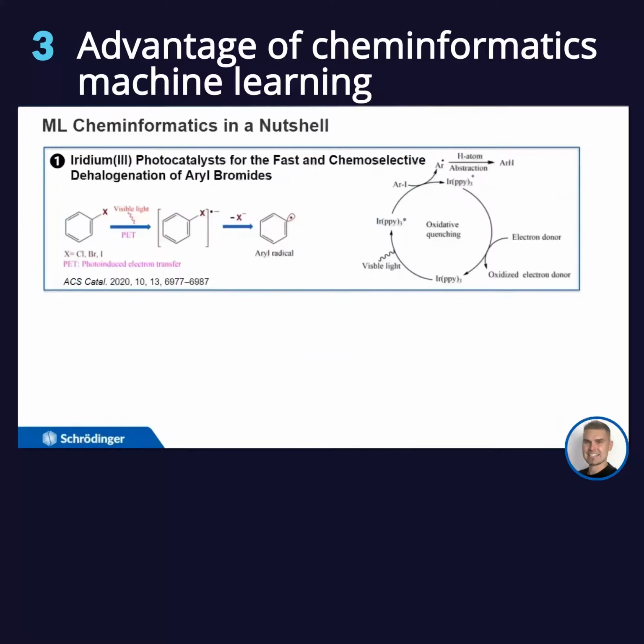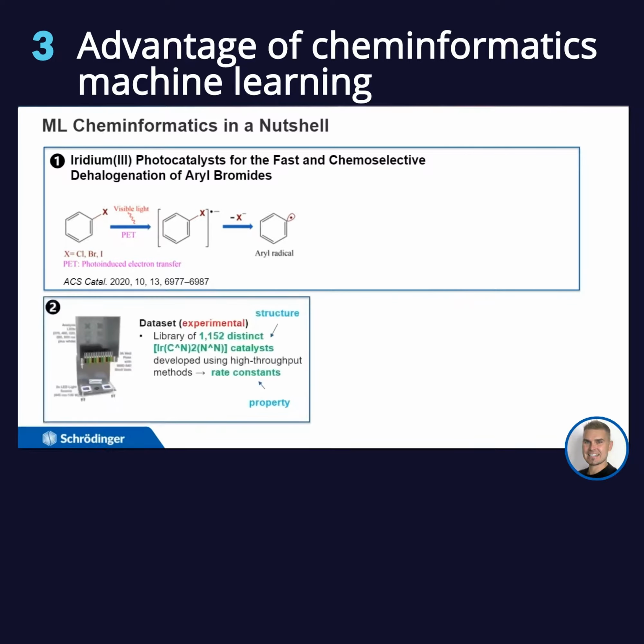What is ML cheminformatics? Imagine you have this reaction, which is iridium-catalyzed, photocatalyzed fast and chemoselective dehalogenation of aryl bromides. And imagine you even have some understanding of how this reaction works. In other words, you have some sort of catalytic cycle. For ML cheminformatics, this knowledge of the reaction mechanism is actually not needed.